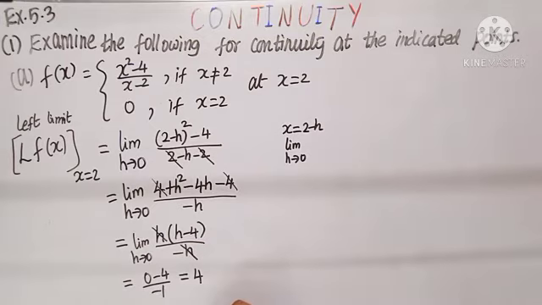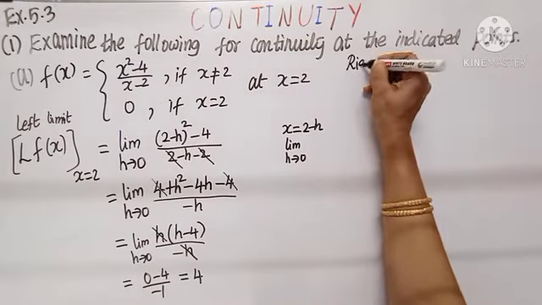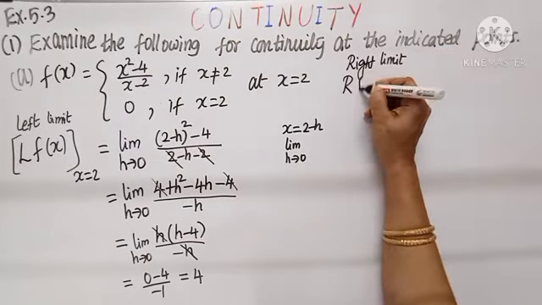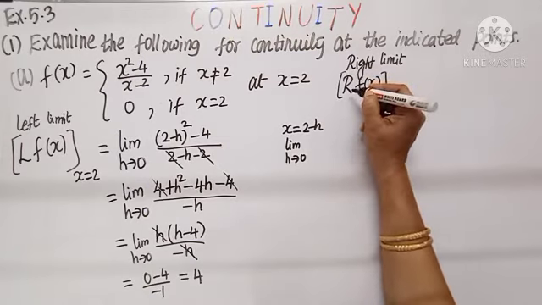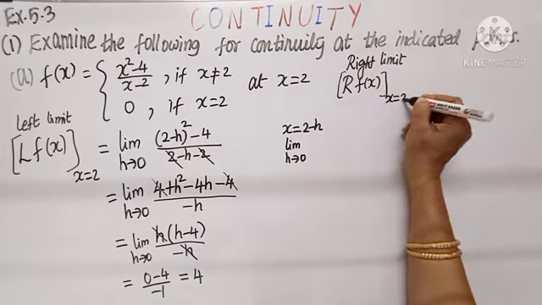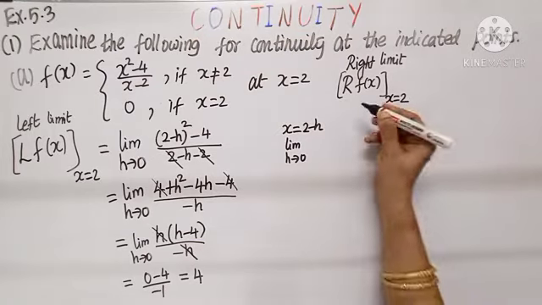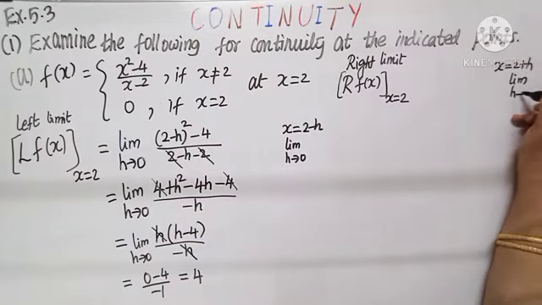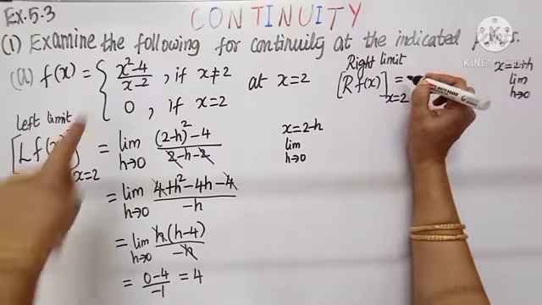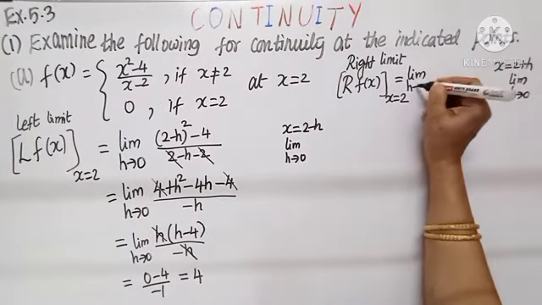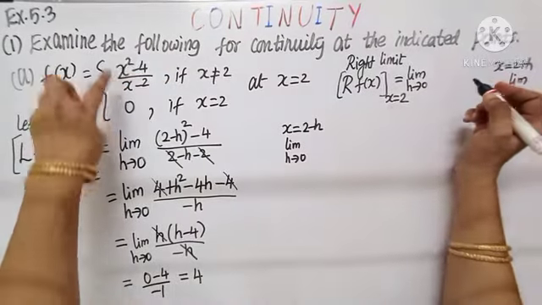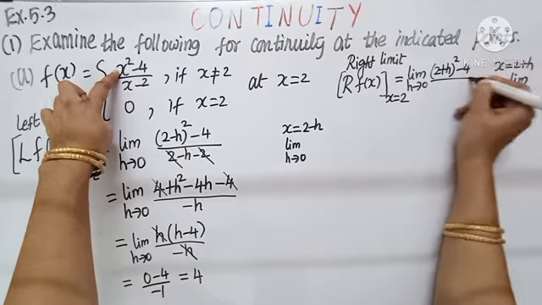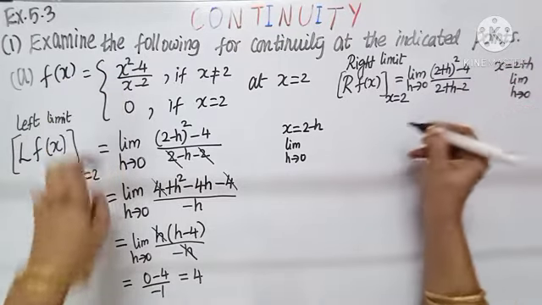In the same way, let us find the right limit. The same idea, but now R of f of x. What does it mean? R stands for right limit at x is equal to 2. Now what should I put? x is equal to 2 plus h, limit h tends to 0. Wherever x is coming, 2 plus h: 2 plus h the whole square minus 4 by 2 plus h minus 2.